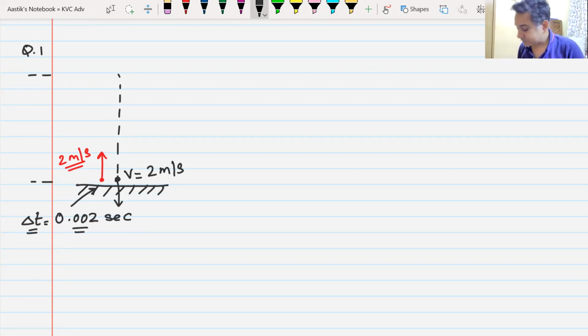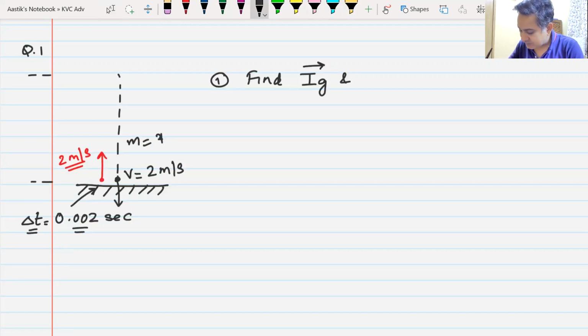Time is very small. Now the question is very simple. Find the impact due to gravitational force, and why is this momentum changing so drastically? 2 meter per second, it is moving downwards. The mass of the ball, let us say, is 1 kg. Let me make it 3 kg, so why is the momentum changing?